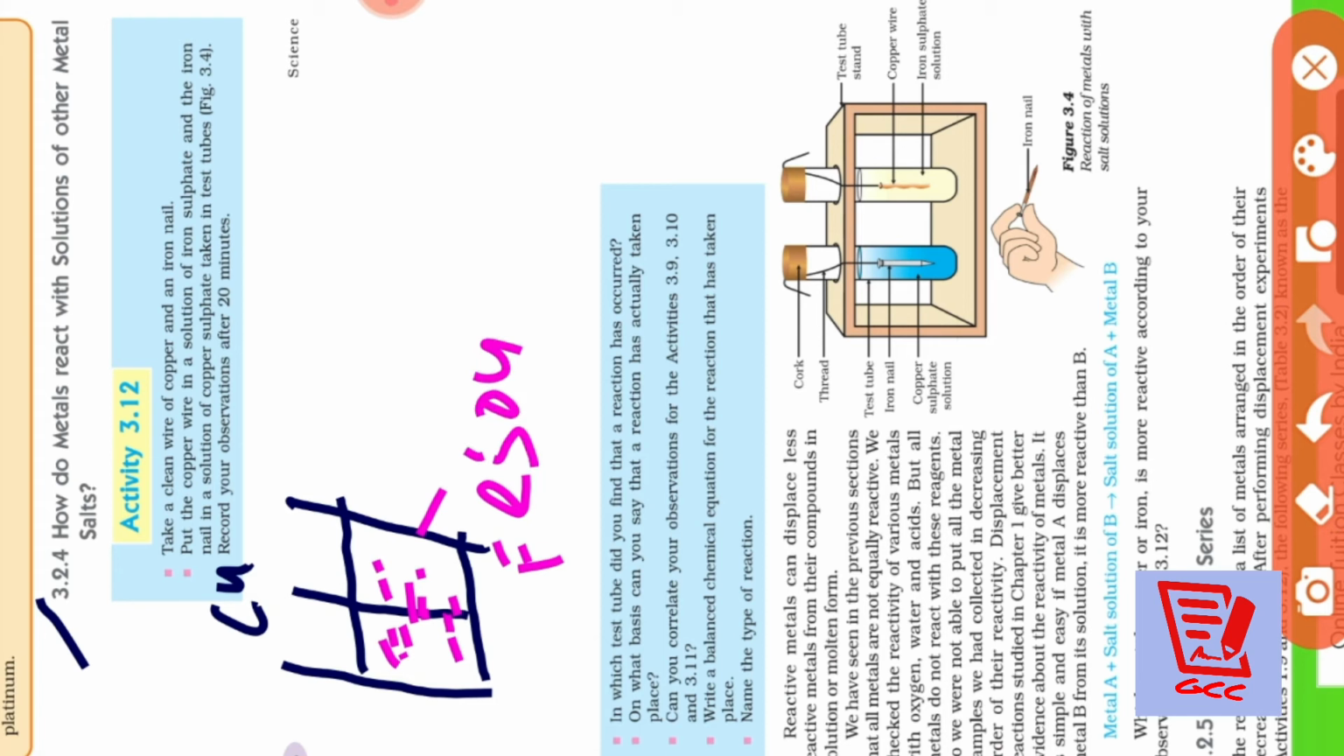Now after that they are asking you to put the iron nail in the solution of copper sulfate. Then they are making one more beaker in this way. And this is an iron nail, and the iron nail they are taking in a copper sulfate solution.